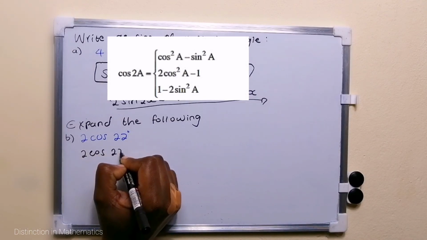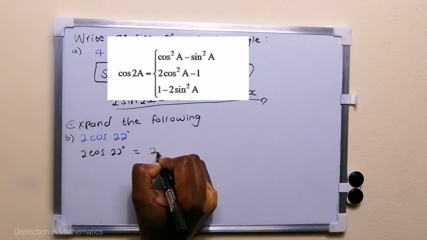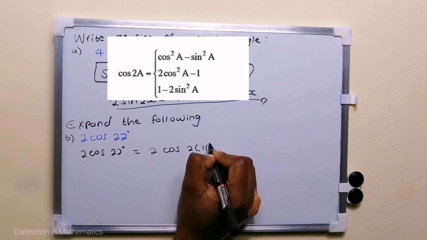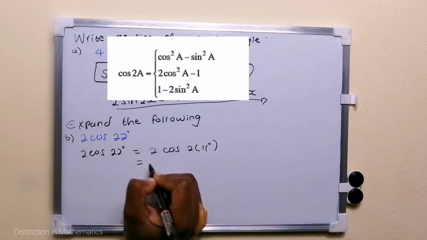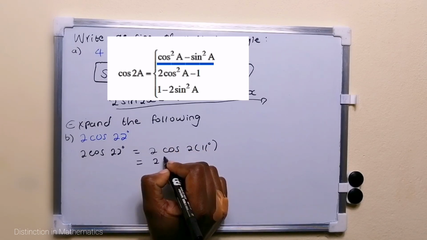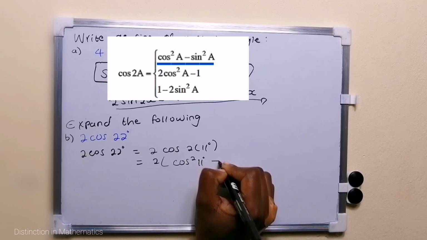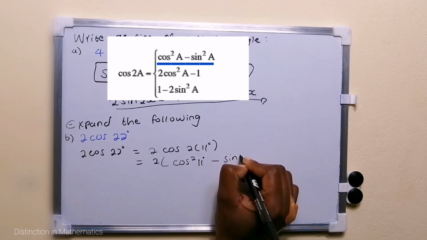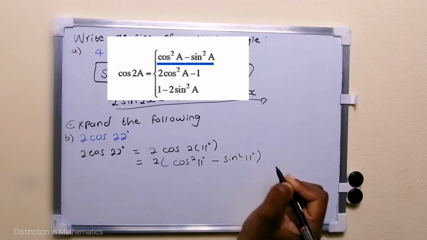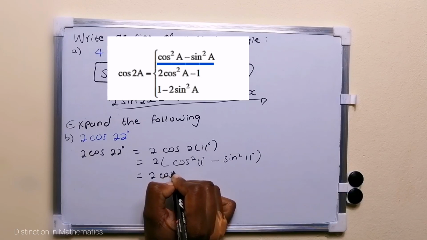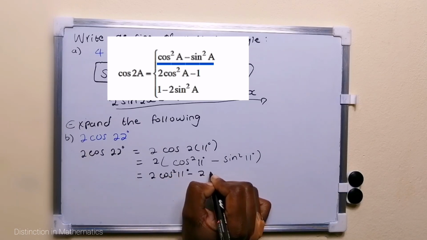Now we are going to expand 2 cos 22 degrees using double angle formula for cos, and we are going to start by dividing our angle 22 degrees by 2, which will give us 11 degrees, and we will have cos squared 11 degrees minus sine squared 11 degrees, and we multiply the whole identity by 2. So our final answer for this identity would be 2 cos squared 11 degrees minus 2 sine squared 11 degrees.